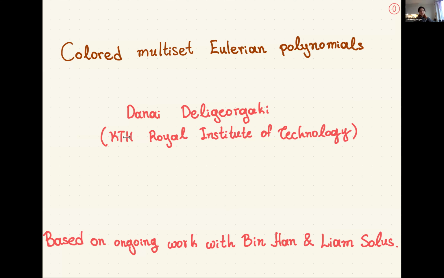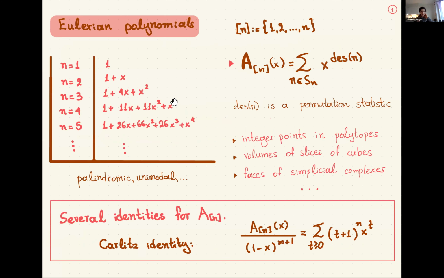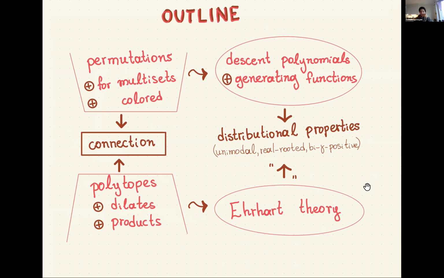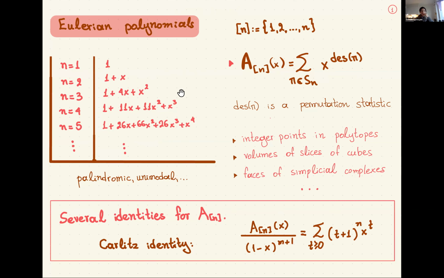Right, so you've all heard about the Eulerian numbers and the Eulerian polynomials, right? This is the sequence of the first terms of these polynomials. They appear when thinking about integer points in specific families of polytopes, when you're considering volumes of certain slices of cubes, like the hypersimplex, and when trying to enumerate faces of simplicial complexes, right?